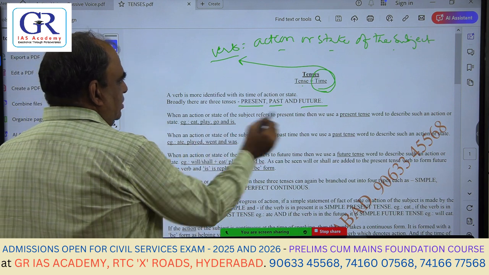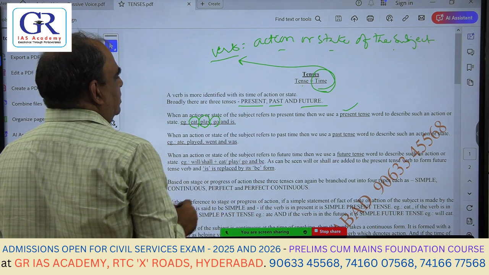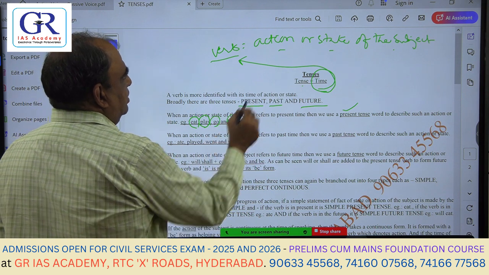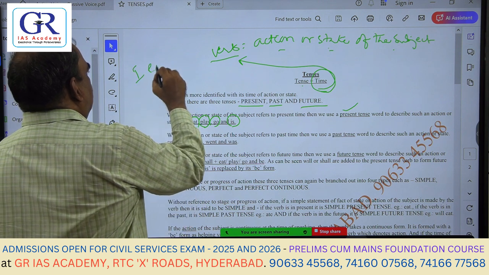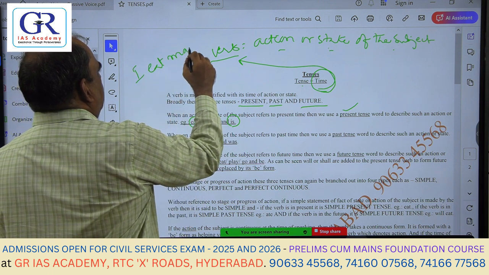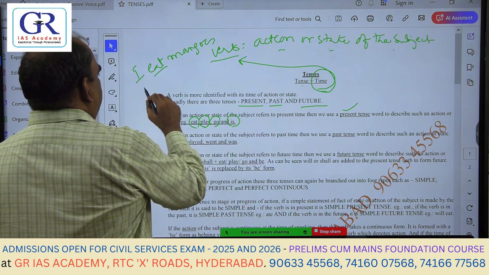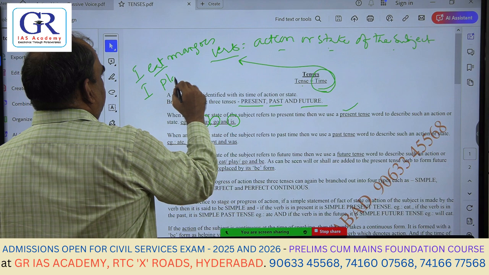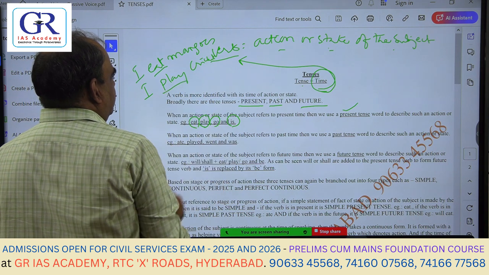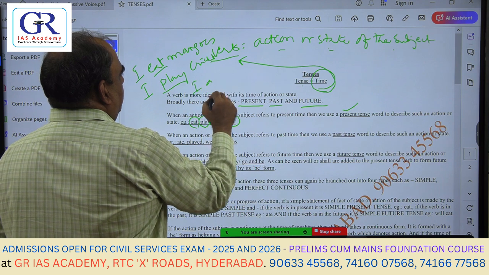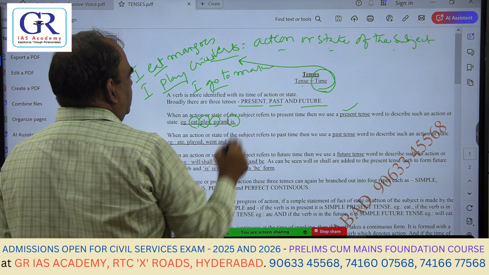Examples of words in present tense are eat, play, go. These are action verbs, and is is the state verb. For example, eat. We say I eat mangoes. So here the verb is in present tense. I play cricket. So here it is present tense. I go to market. So here it is in present tense.